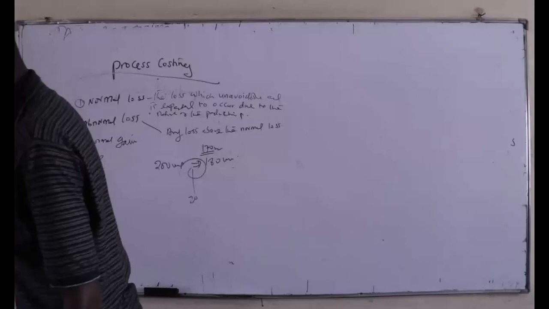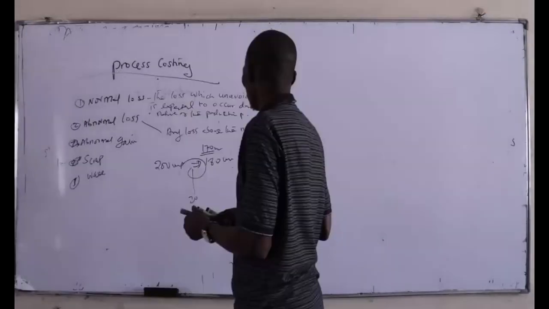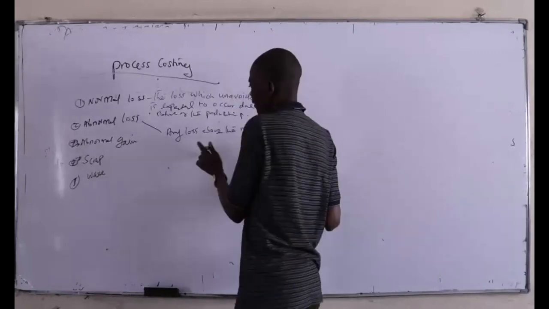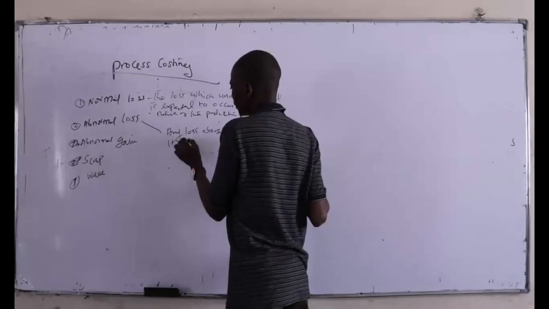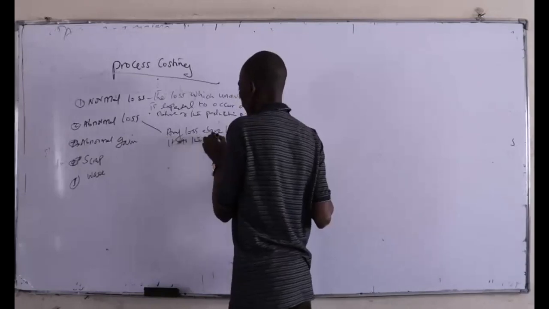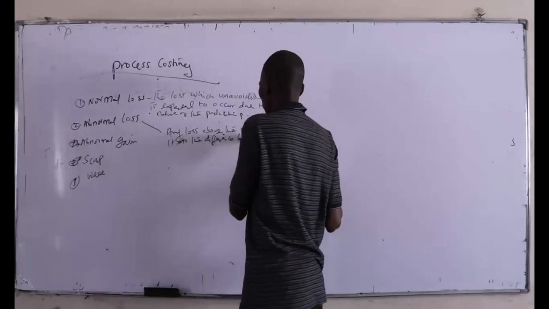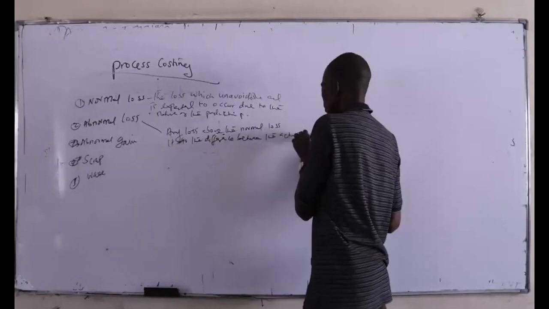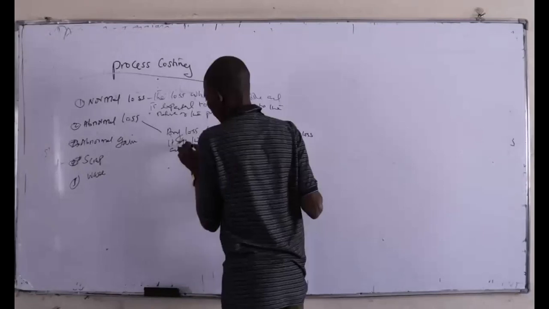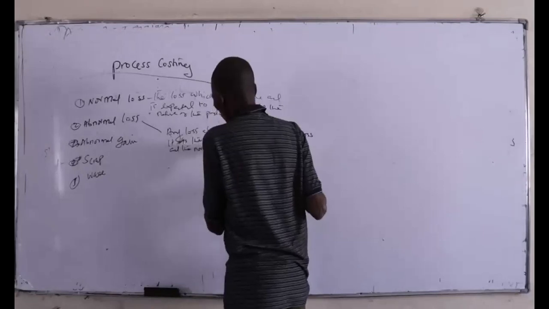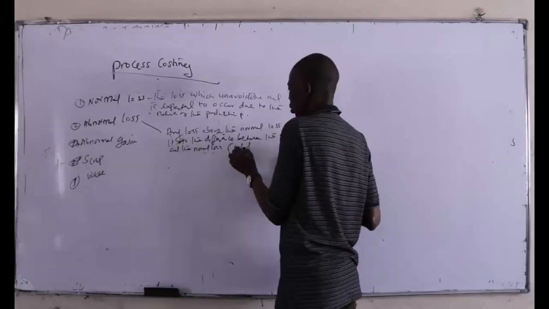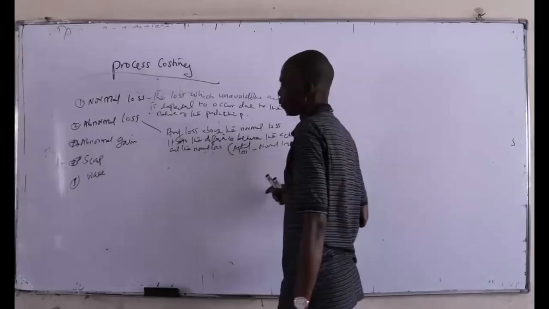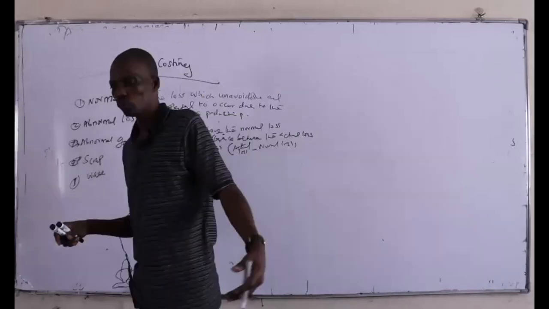So any loss above the normal loss is basically what we call abnormal loss. And we can also say that it is the difference between the actual loss and the normal loss. So simply, actual loss minus the normal loss, you are able to get the abnormal loss. It means that the actual loss is higher than that which you had expected. When the actual loss is higher than the normal, then you talk about abnormal loss.